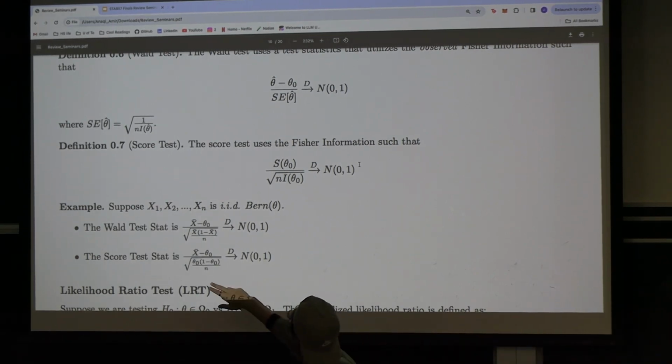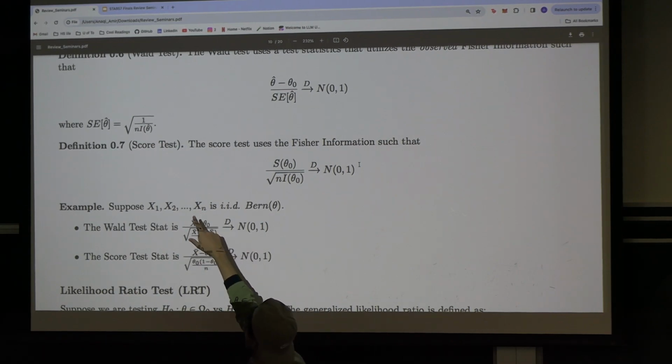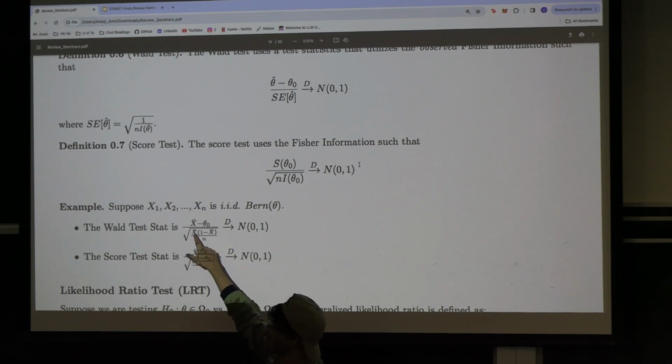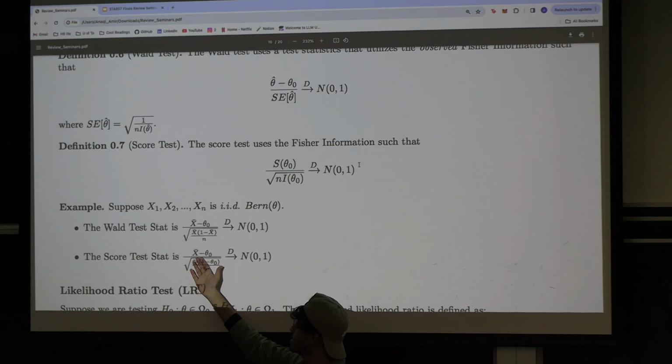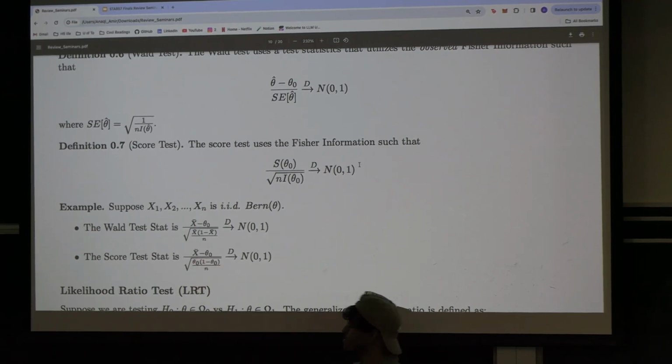So in my Wald statistic, I know that for Bernoulli, the MLE is just the average. So I can just plug in the average into the Fisher information. That's all I have to do. And for the score test, I have to compute the score. Lo and behold, you'll still see the average show up in the score. Okay, I don't have time to go over this, but if I have a chance, I'll get back to this.